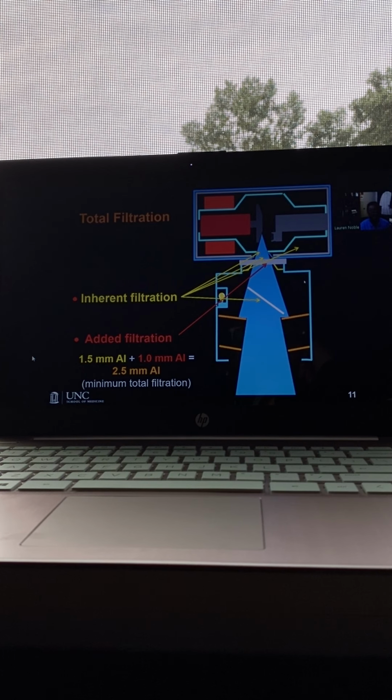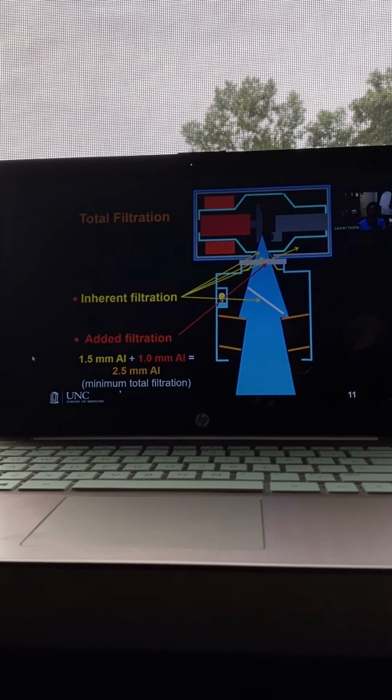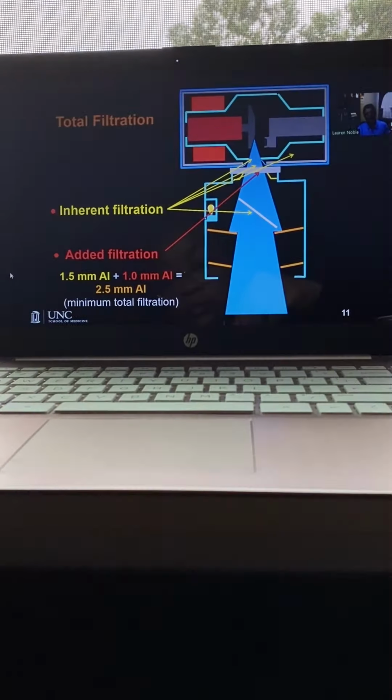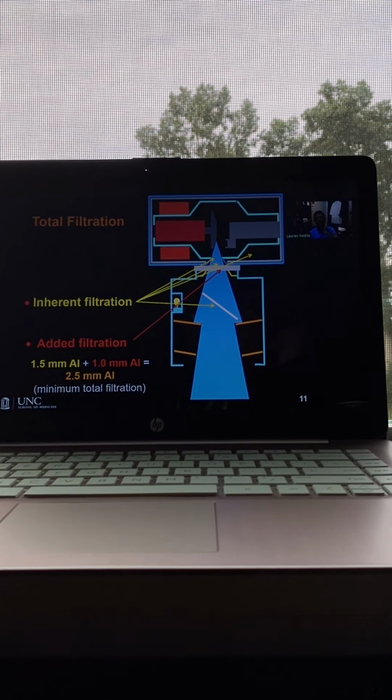Okay. And then, of course, we've got our added filtration here, and that is made of aluminum. And so the thickness for this needs to be 1 millimeter worth of aluminum. So the thickness of the added filtration is 1 millimeter worth of aluminum. So when you add inherent and added together, we get 2.5 millimeters of aluminum. So the minimum total filtration is 2.5 millimeters of aluminum.